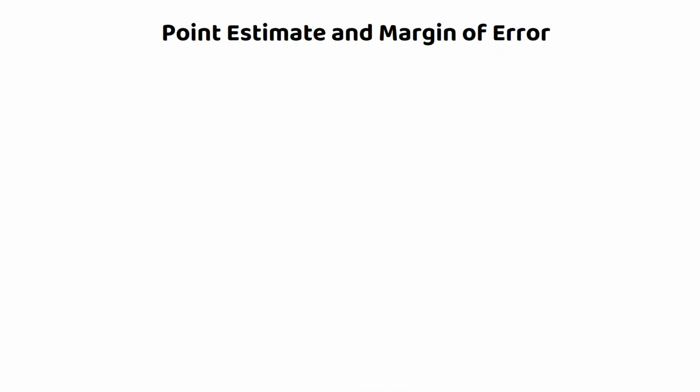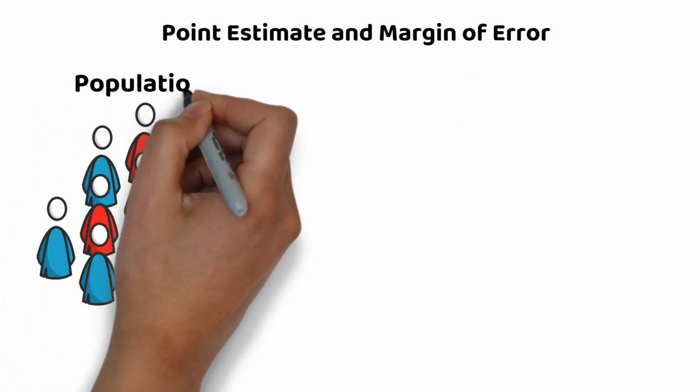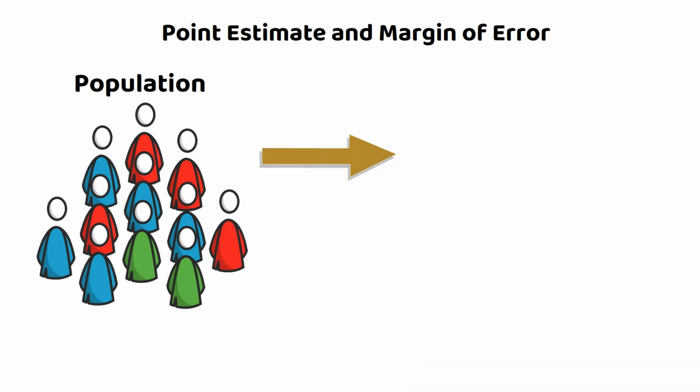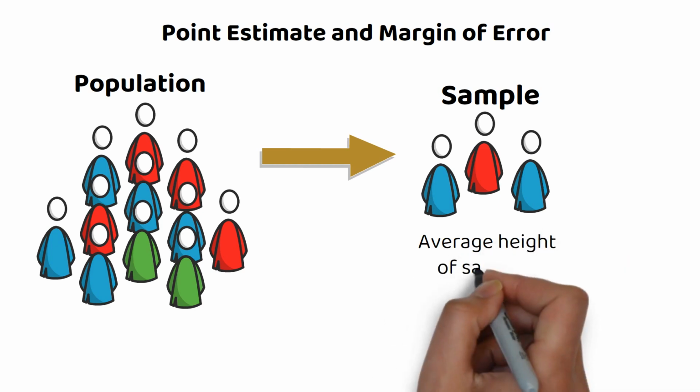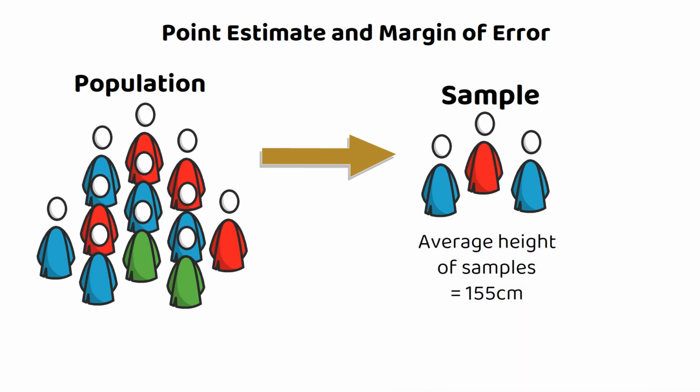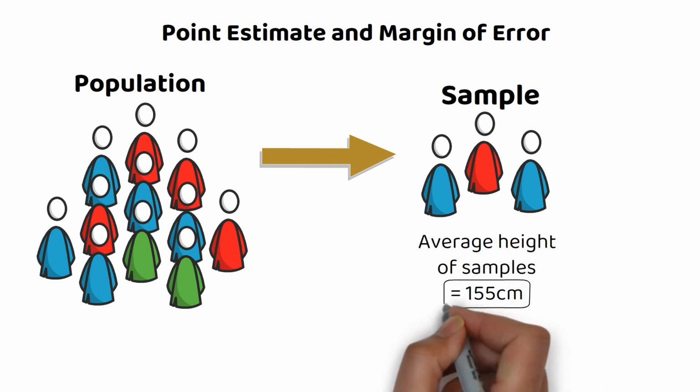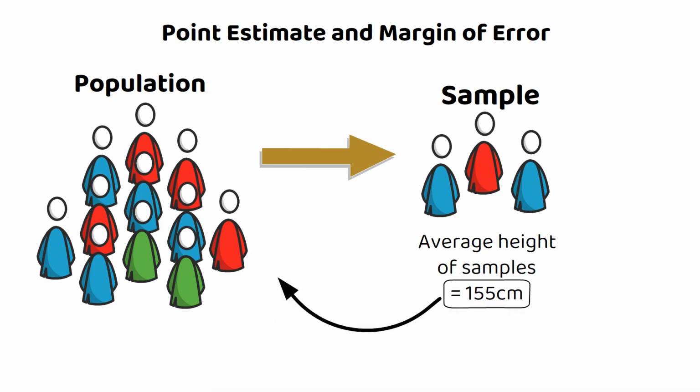Point estimate and margin of error. Imagine you're trying to determine the average height of students in a university. Taking the height of a few students, a sample, and calculating the average gives you a point estimate. This estimate is a single value that represents a population parameter. However, your sample might not perfectly represent the entire population, leading to some error. That's where the margin of error comes in.